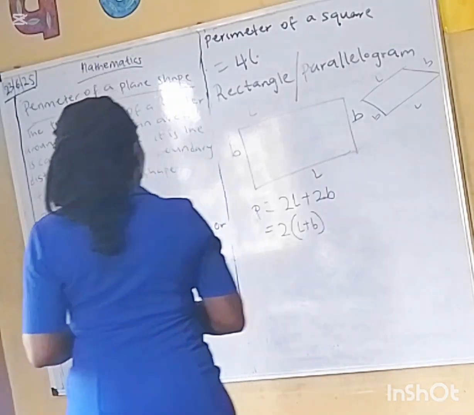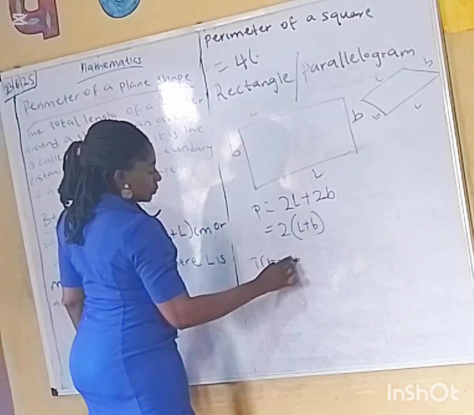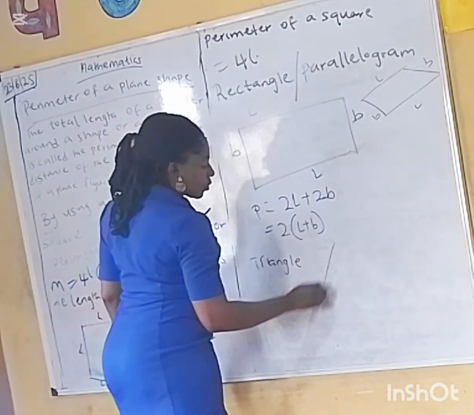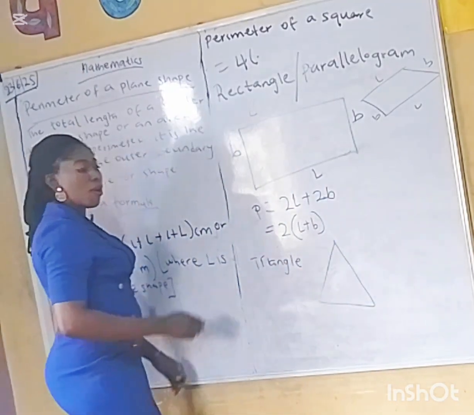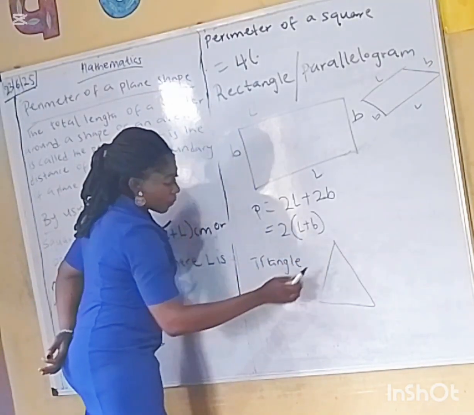Now, for a triangle, the perimeter of a triangle is the sum of all the sides that you are given. You have to sum it up.